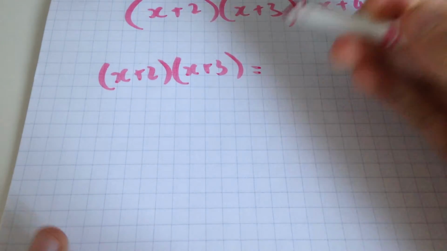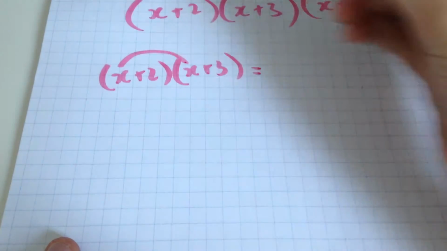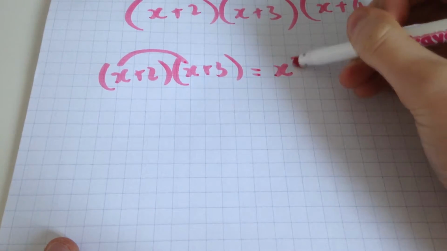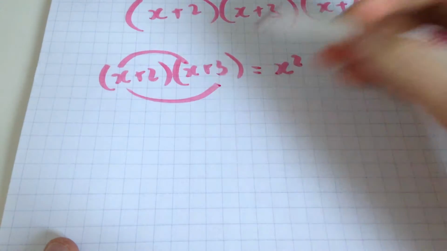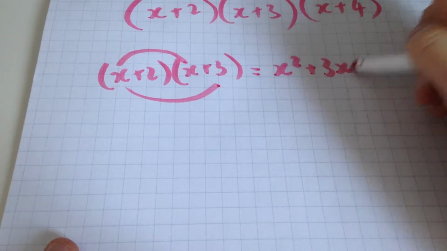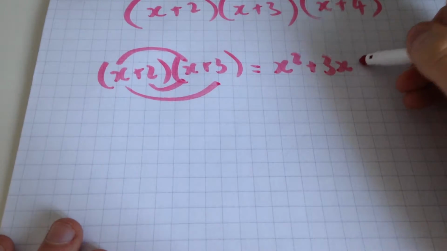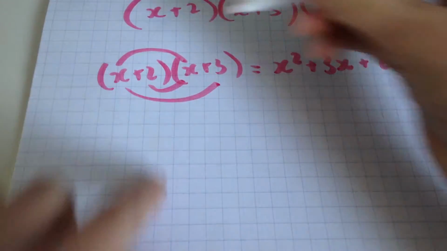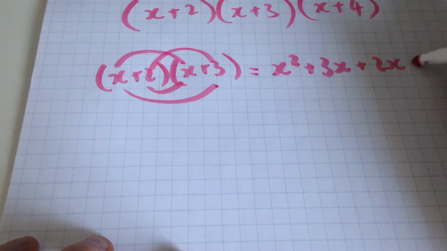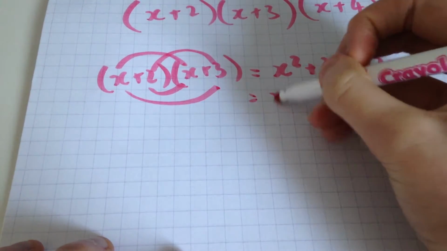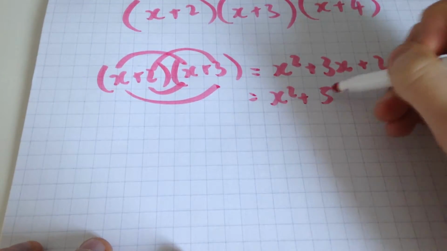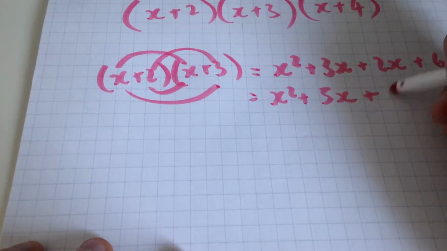So expand that like we've been doing. So first and first is x times x, x squared. Outside, 3 times x is 3x. Inner, 2 times x, which is 2x. And last, 2 times 3, which is 6. Simplify that, we've got x squared plus 5x plus 6.